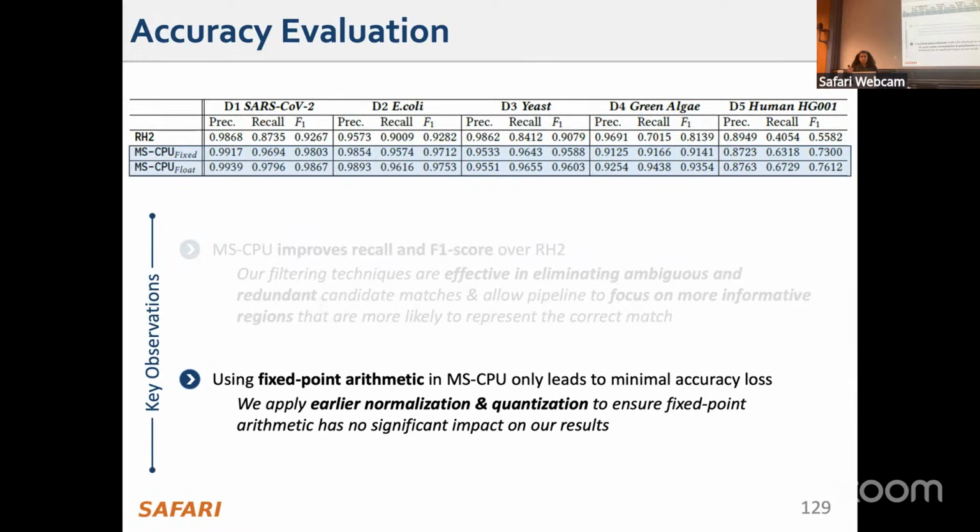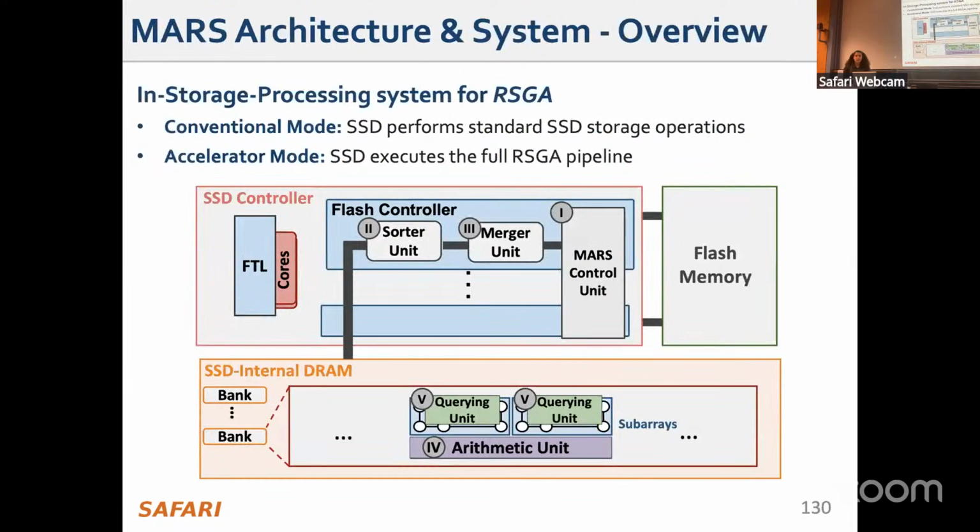And the second part that we can focus on is that adding both optimizations here, so using fixed point arithmetic in the Mars CPU, only leads to minimal accuracy loss. So we apply earlier normalization and quantization to ensure that this fixed point arithmetic has no significant impact on the result. This part is pure software, and as you can see, it can be adopted on our current systems as well to provide some benefits. But another benefit of it is that it can also reduce the workload of some of these in-storage units.